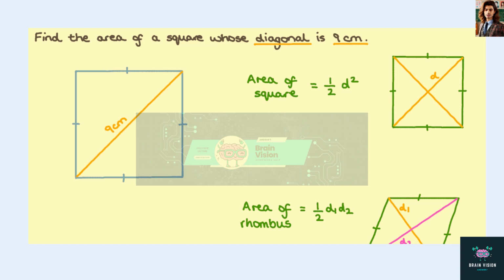So replacing d1 and d2 in this formula with d gives the formula for the area of a square using the length of its diagonal.